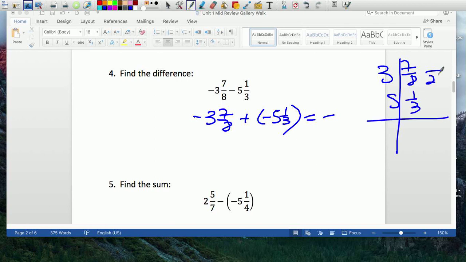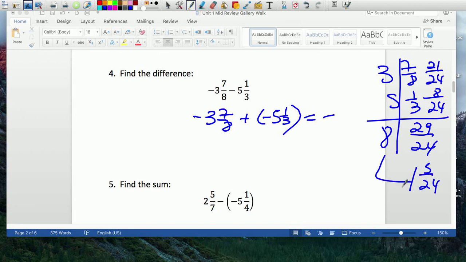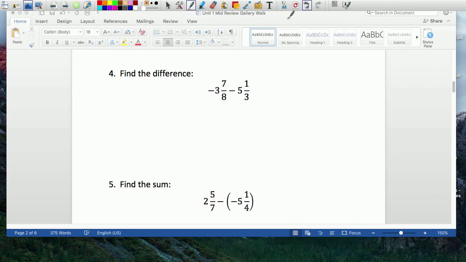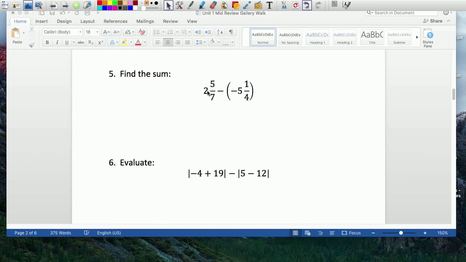24, 21, 24, and it's going to be 8. So that's 8, and then it's 29 over 24, which I'm going to change to a mixed number. Can't have 2 whole numbers, right? So that changes to 9, 5 over 24.